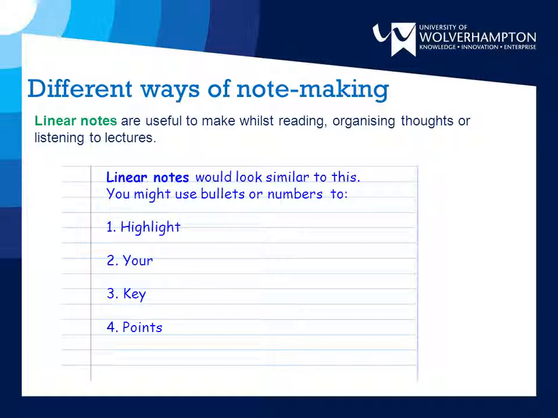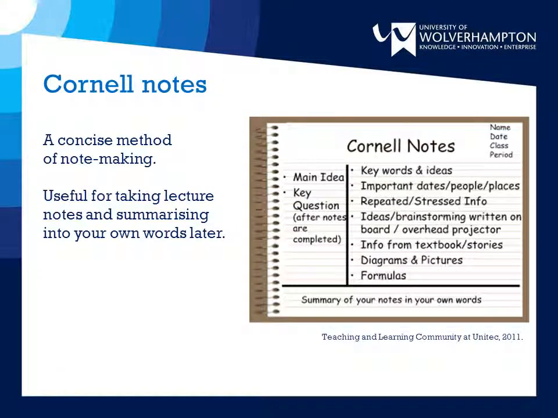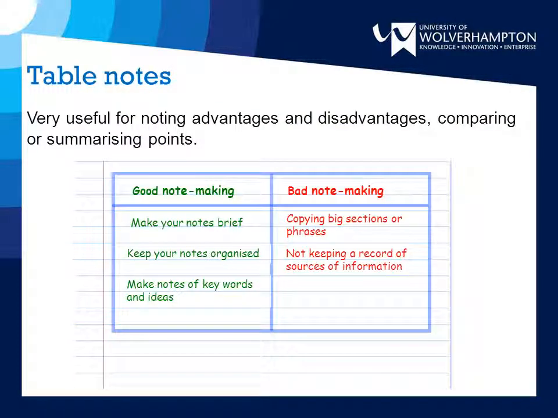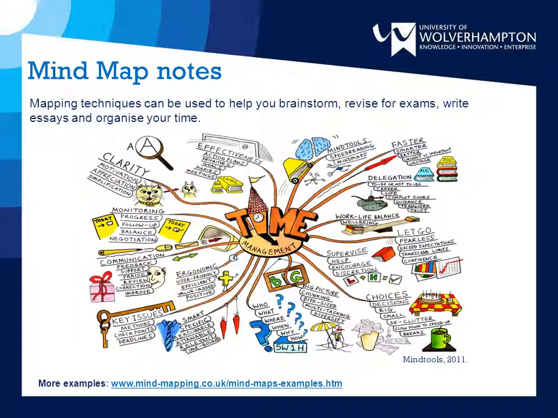So firstly, we've got linear notes, which are a series of bulleted or numbered points. Cornell notes, in which you divide your page into 3 sections as illustrated. And table notes, which are very useful if you're comparing or contrasting different sources. Mind maps are a great way to visualise information, identifying main points and making links and connections between them. They are especially useful to plan out an assignment before you start writing it.